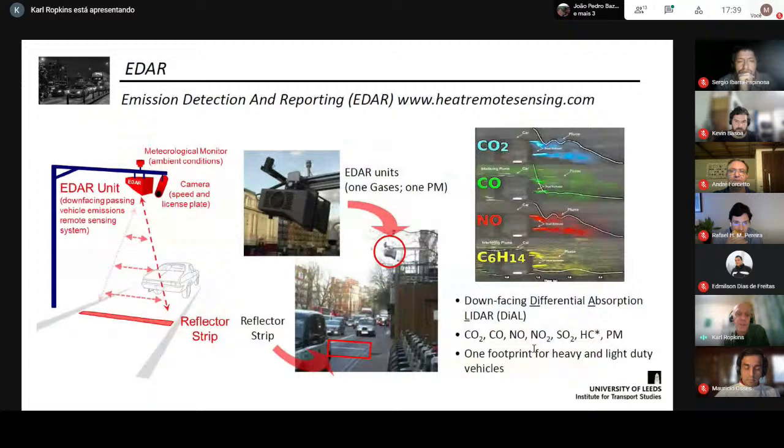So, onto the technique I'm talking about. This is EDAR. I have a camera above the road, which sends a laser beam down across the road, and it flicks backward and forward across the road in what they often call a sweeping action. Along the bottom of the road there's a reflector strip that reflects the light back up to the camera. And this is a picture of it deployed in London.